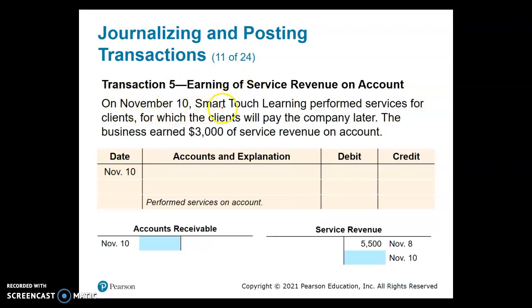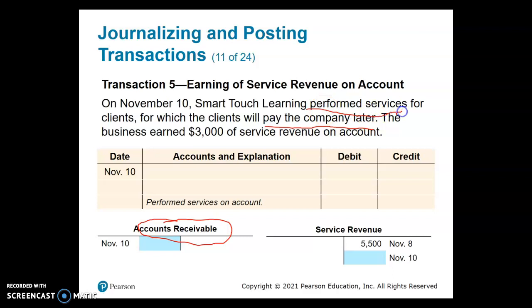Transaction 5. On November the 10th, Smart Touch Learning performed services for clients for which the clients will pay the company later. That is an asset. That results in accounts receivable. These customers haven't paid us. They owe us money. They will pay us in the future, which is an asset because it will benefit our company in the future. It will turn into cash at a later date. So that's one account, accounts receivable, and that is an asset and it's going up.